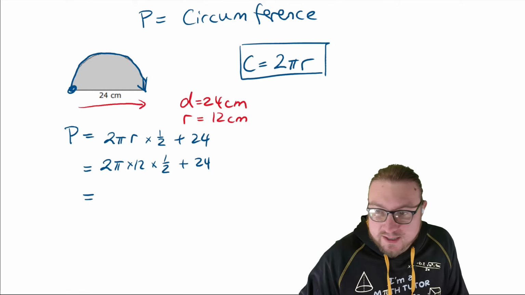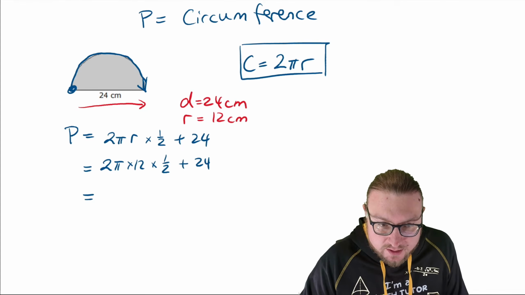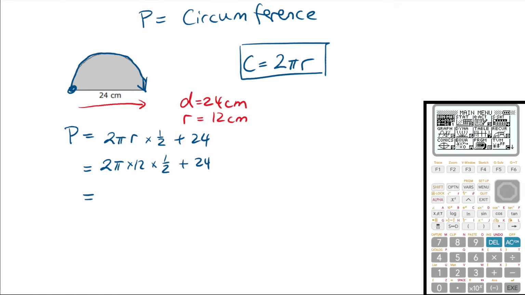And we can put that in the calculator. Because we have a pi, we can't really calculate that very well, so I'm going to go to the calculator and type in exactly what the formula says. We're going to get 2 multiplied by pi. Pi is shift times 10, there we go at the bottom. Times 12 times half, and we're going to add 24 at the end. So we get 61.7, and then the unit centimeters.